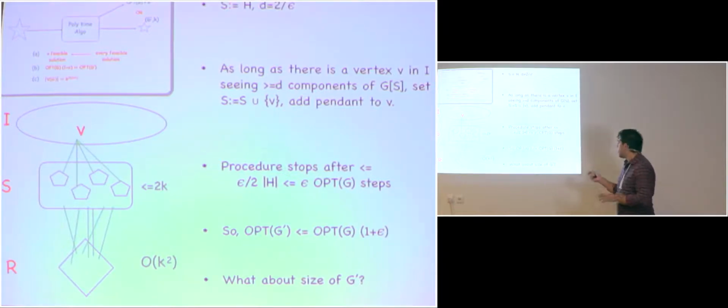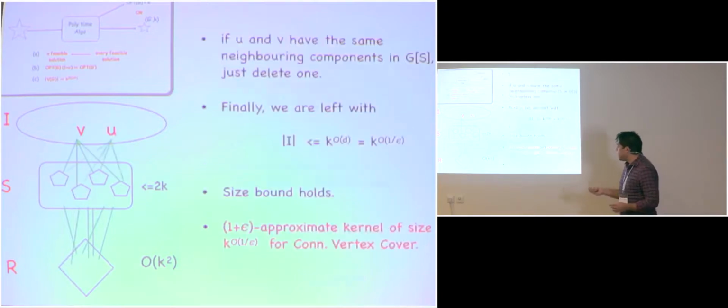Is a 1 plus epsilon factor away from the opt of G. That's it. OK, so what about the size? Remember, when we stopped, every vertex here has only at most D neighbors. And the number of components here is at most 2k.